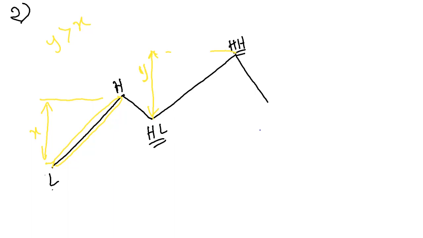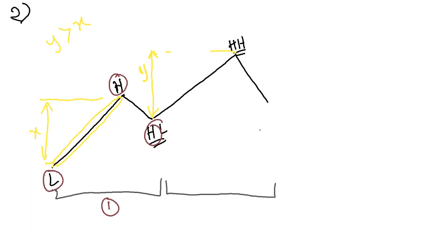Okay, let me draw, this is our first loop and that's the second loop. So how do we know it's the first loop? The idea is very simple. You have low, high, low, that creates one loop. Another low, high, and another higher low creates a second loop. So a low followed by a high followed by a low creates one loop. Okay, so we have two loops here.